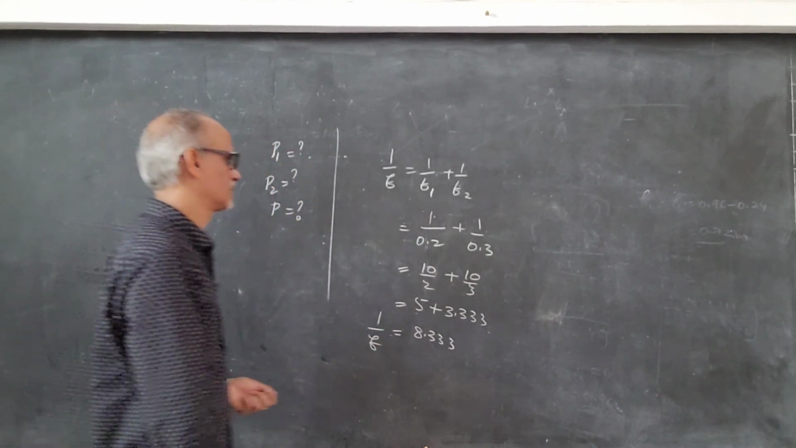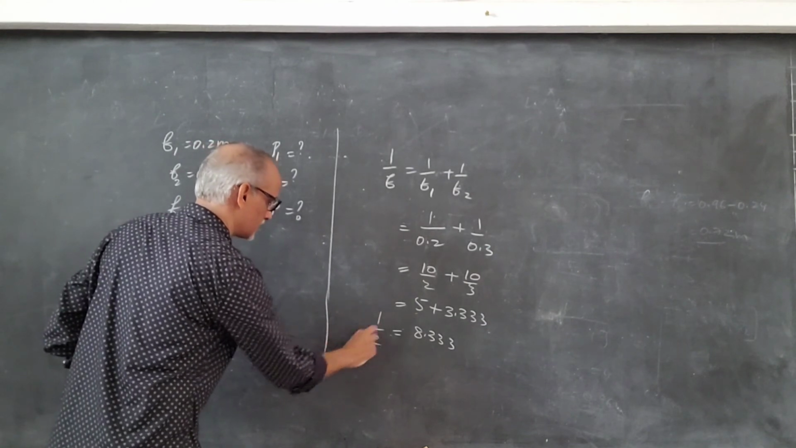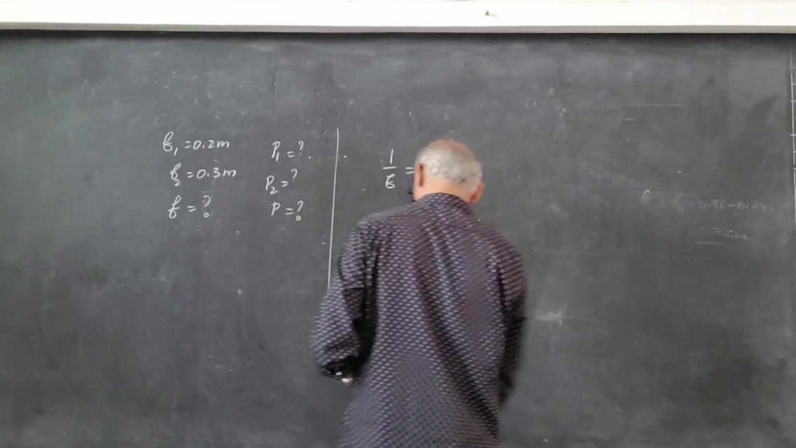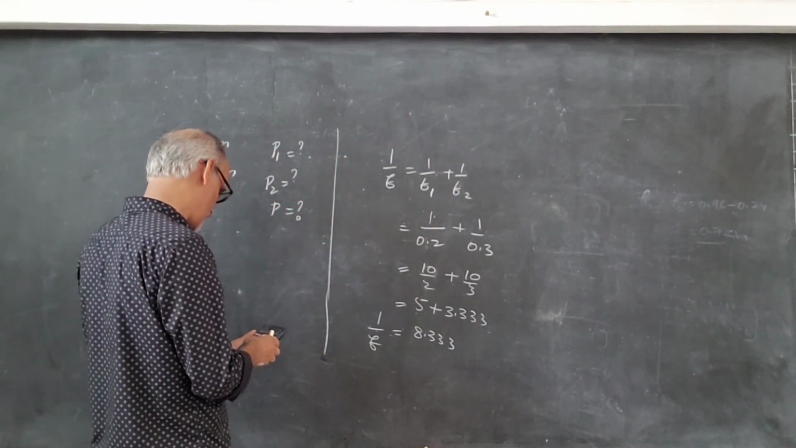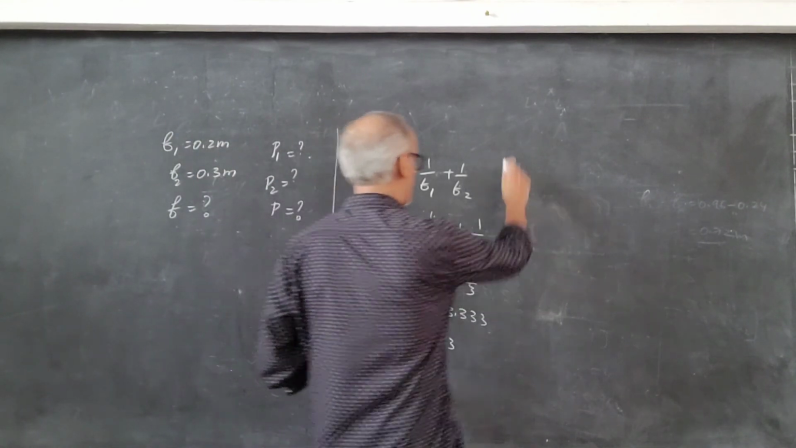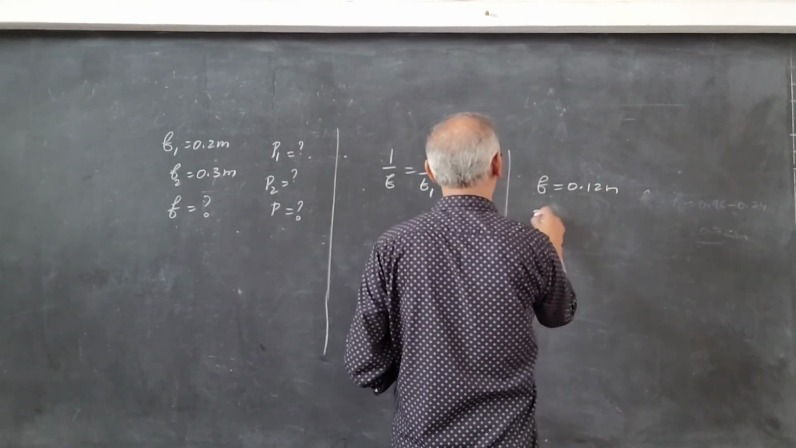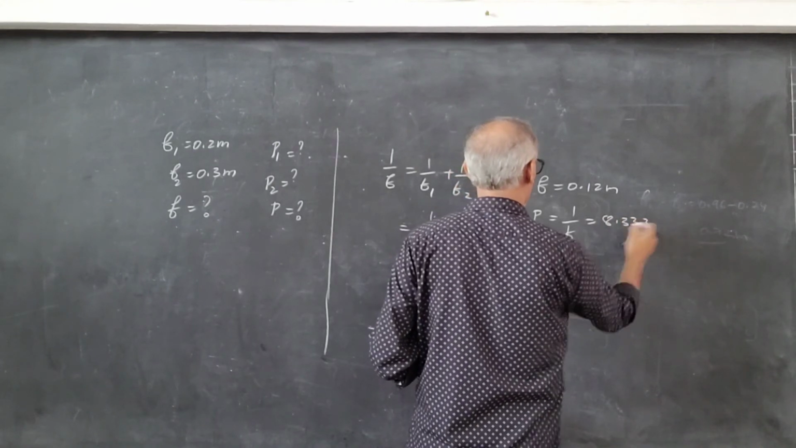But we wanted F, right? But 1 by F is nothing but power. So remember, if you are calculating the power, then that will be 8.333. So what is 1 by 8.333? 1 divided by 8.333 is 0.12. Therefore the focal length of the combination is 0.12 meter and the effective power is 1 by F, which is 8.333 diopter.